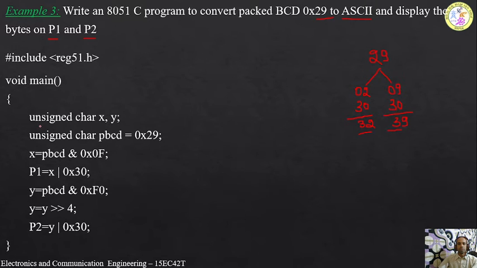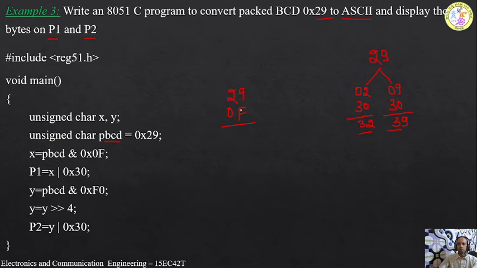So what I will do, void main, unsigned char, I will declare two variables x and y. Unsigned char PBCD. PBCD means packed BCD, which is equal to 0x29. Now the number 0x29 is stored into the variable PBCD, which is of type unsigned character. Then x is equal to, now PBCD contains 29. I will take the 29 and do the AND operation with 0F. So you take 29 and this should be ANDed with 0F.